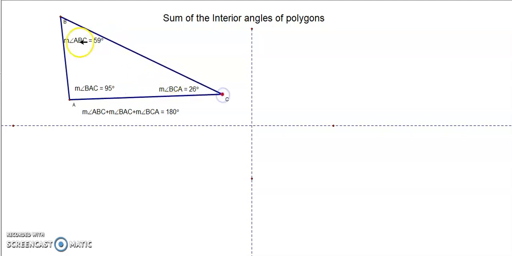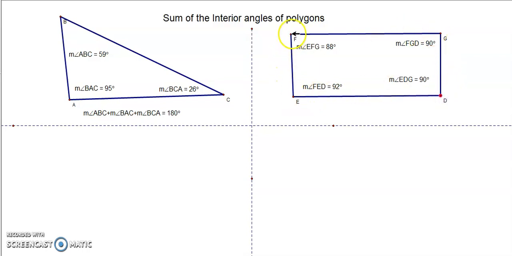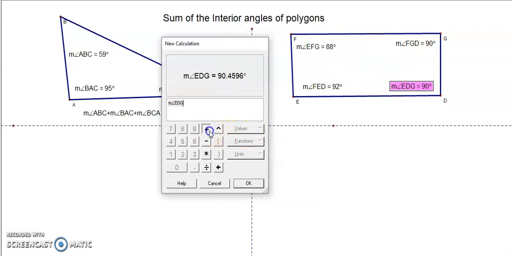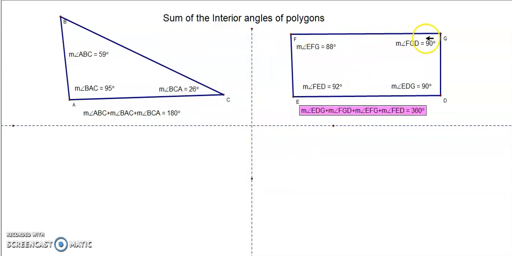But what happens if I have a quadrilateral? Here I've drawn a quadrilateral and I measured all the angles. Now you can imagine that this is a rectangle, so all the angles would be 90 degrees. If you just remember that, what do you think the sum of all of these angles would be? Let's calculate it. Measure the angles. This one plus this one plus this one plus this one equals 360. So the sum of the angles in a quadrilateral is 360.